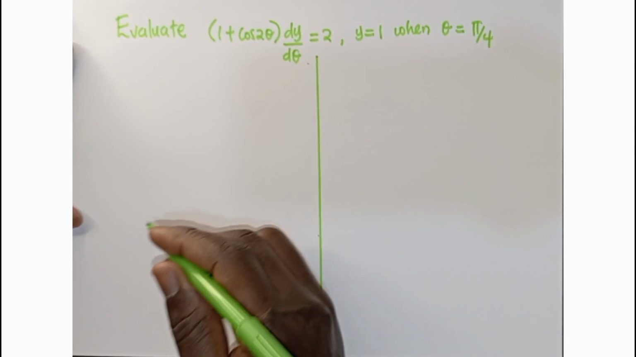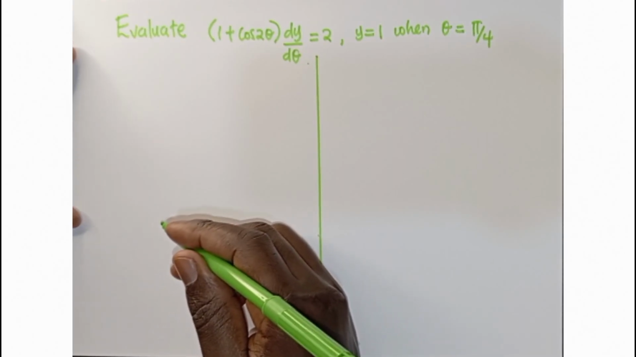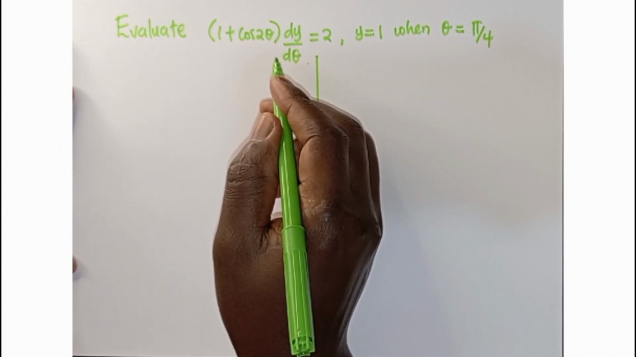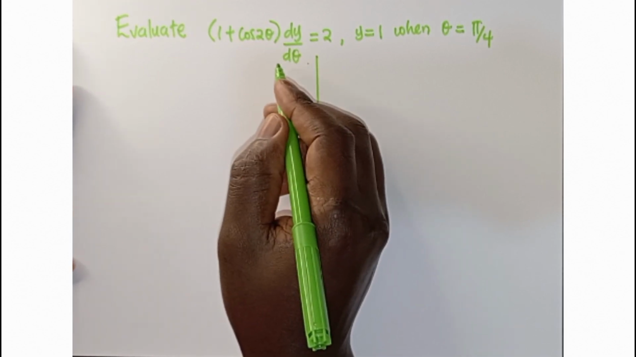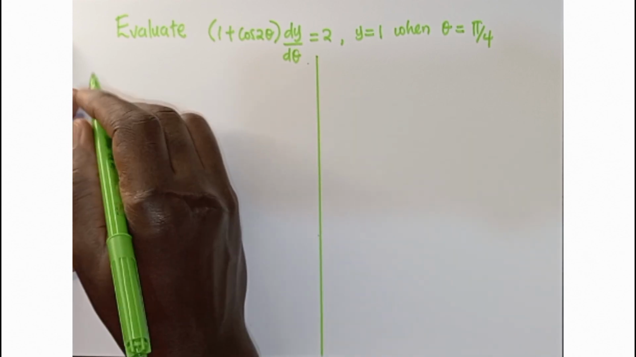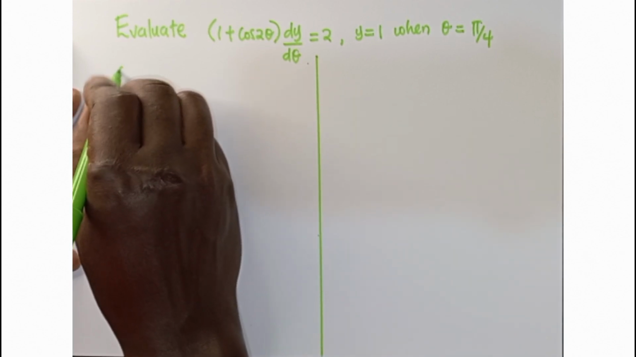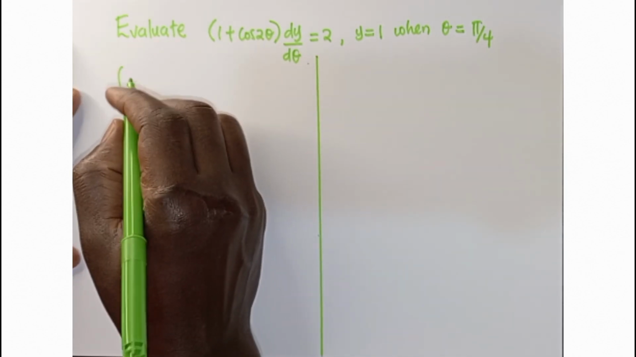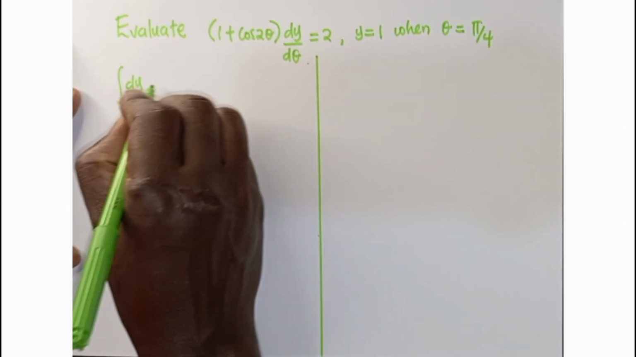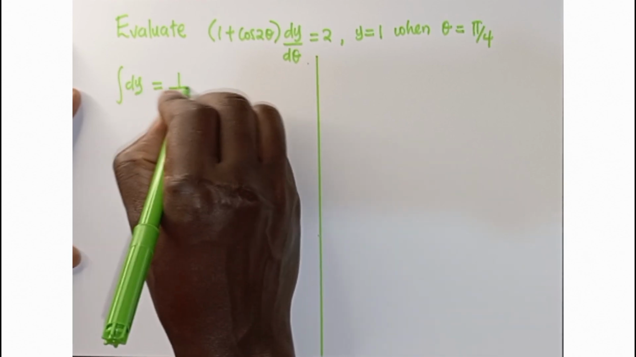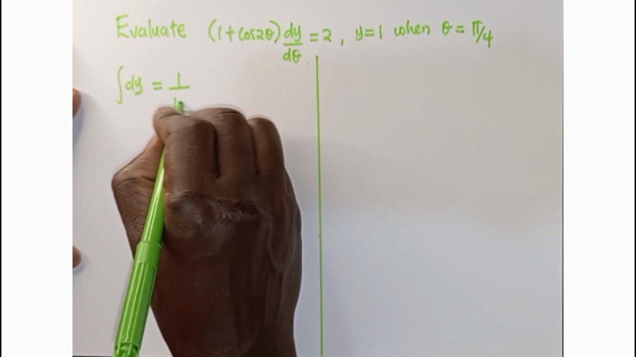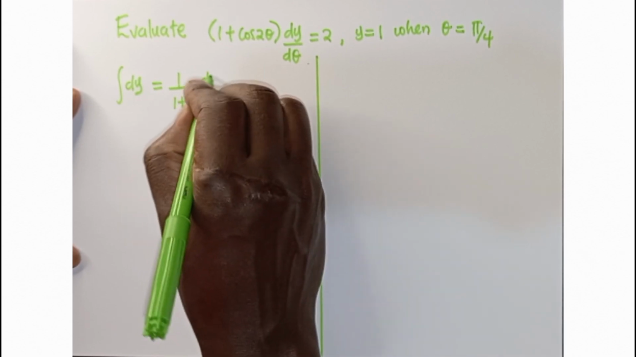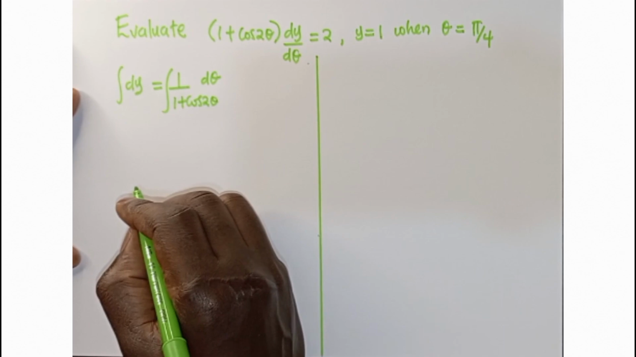To evaluate a number like this, we begin by separating variables. In this case, we separate variables and integrate. So we shall have the integral of dy is equal to 1 over 1 plus cos of 2 theta d theta, and then its integral.